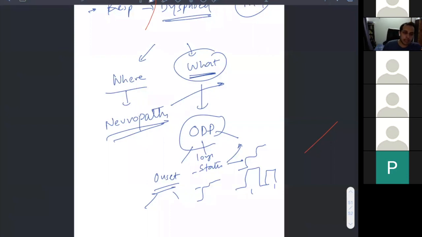Is it axonal or demyelinating? We'll discuss this case when we discuss neuropathy. Is that okay? Because then we'll just get caught up in neuropathy. Cool. Anything else?